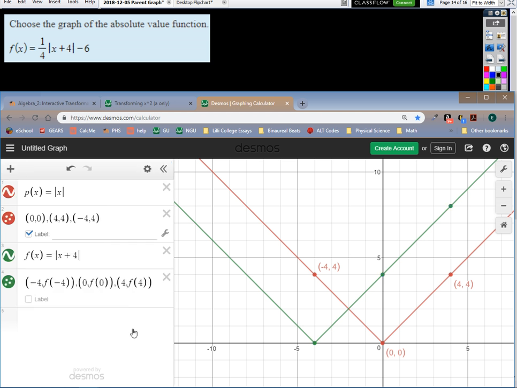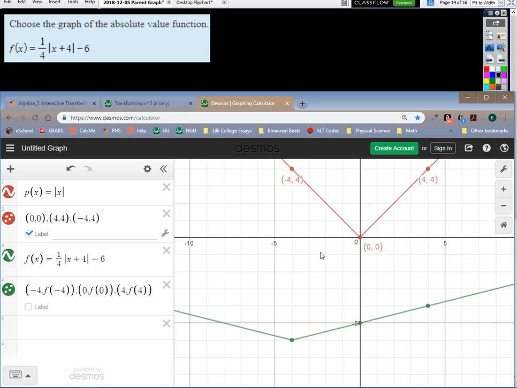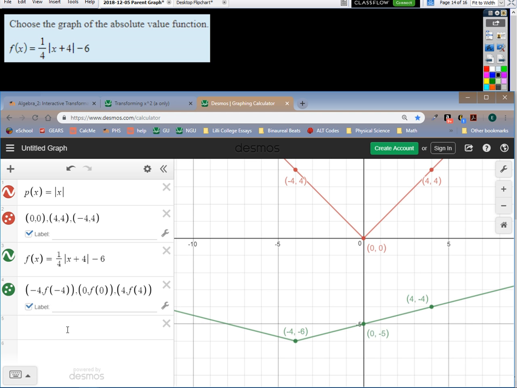Okay, so we did that. Now, what would come next by order of operations? The 1/4. So if we multiply this by 1/4, it smushes it, right? And then what's last? -6. So we lost it. It's just down there, right? Does that make sense?